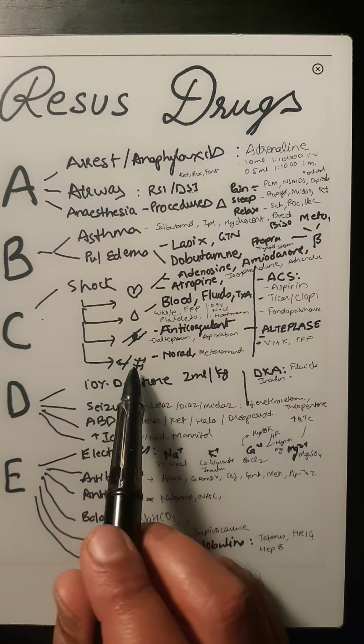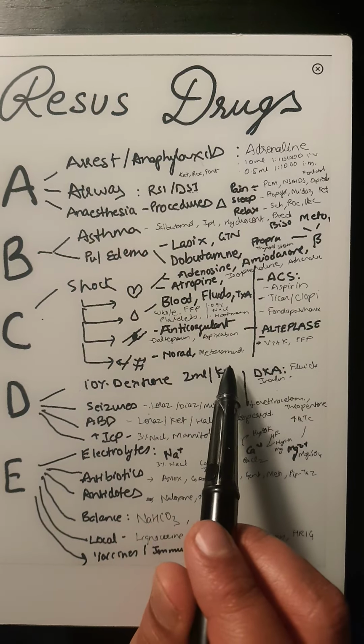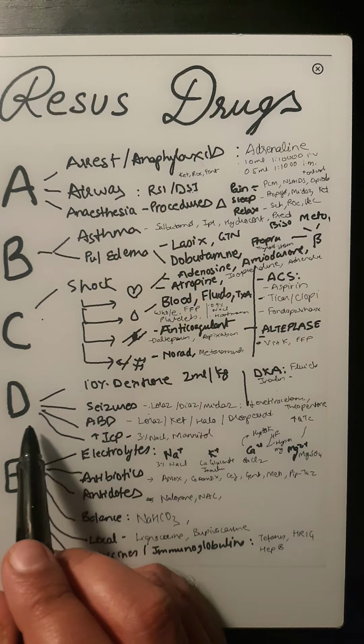And then lastly, talking about the fourth kind of shock, distributive shock, then you use noradrenaline or metaraminol. So these vasopressors help in maintaining the blood pressure.